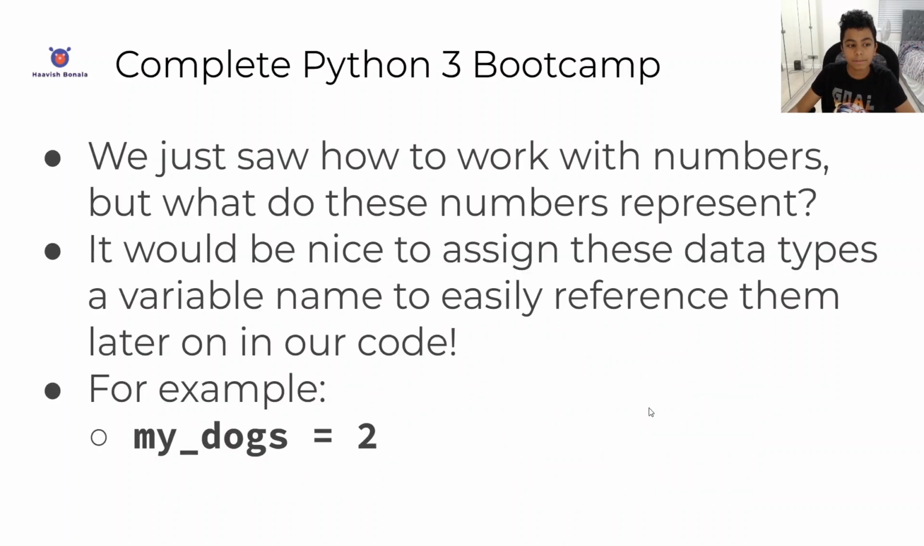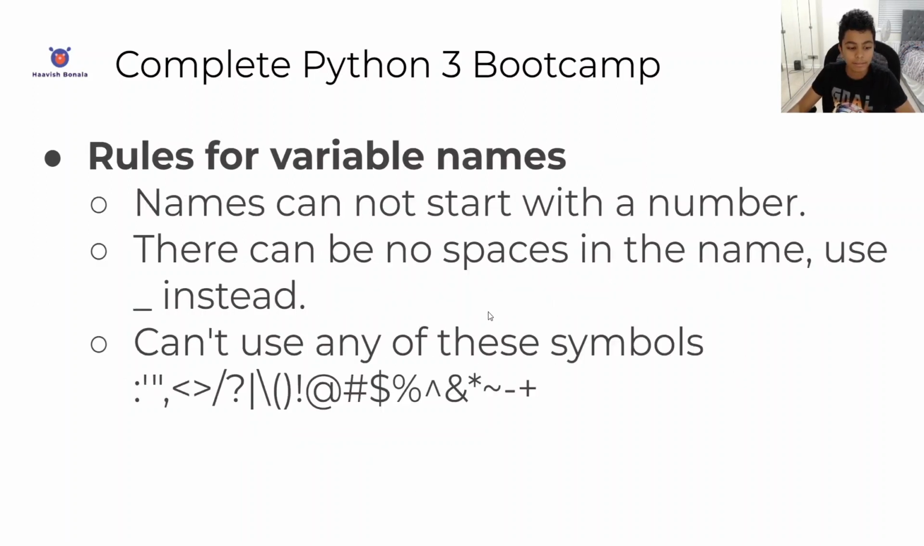Variable assignment. So we just saw how to work with numbers, but what do these numbers represent? In our code we can say that my_dog is equal to 2, so it might be indicating that you have 2 dogs, or you can say my_cat is equal to 3, or you can say that the name of the user is equal to Haavish or Sam or Matt, whatever.